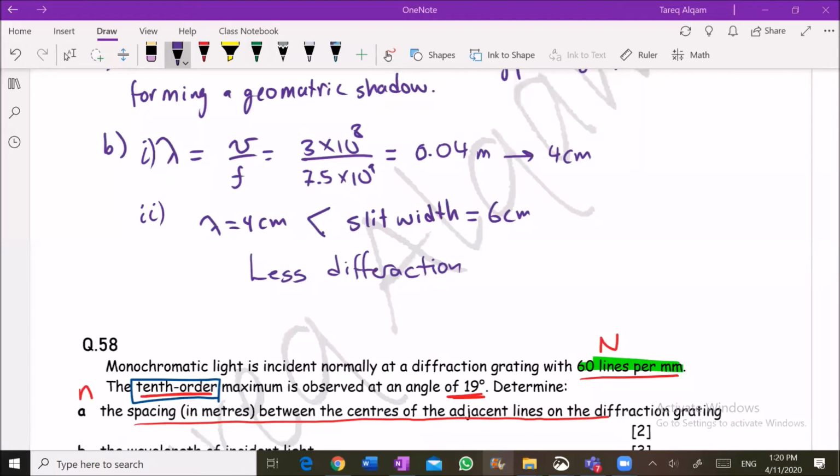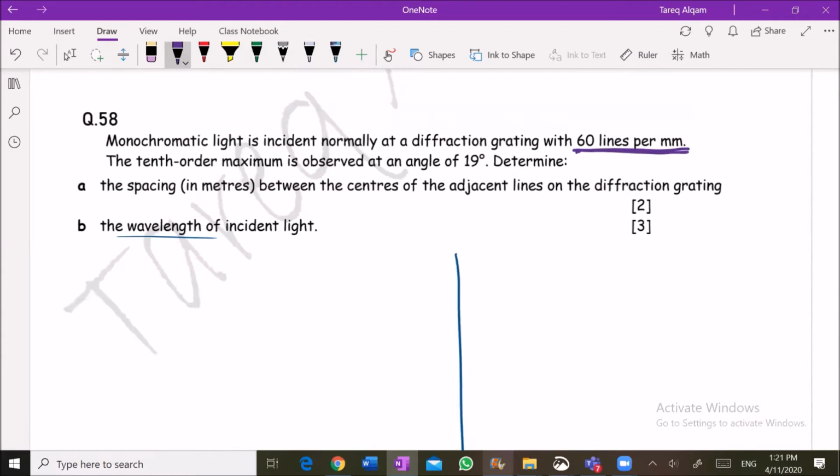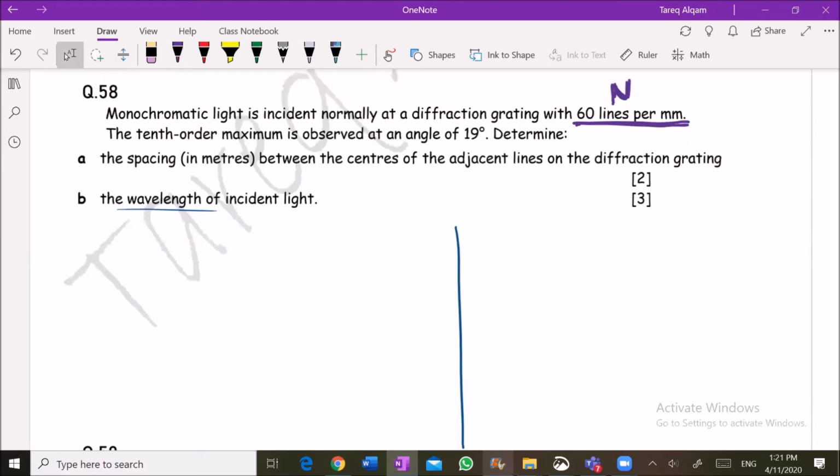Okay. Any question? Monochromatic light is incident normally on a diffraction grating with 60 lines per millimeter. Focus with me, please. So here 60 slits per millimeter, this is capital N. It gives a 10th order maximum observed at an angle of 90. Determine the spacing between the centers of adjacent lines or adjacent slits. Right, lines here actually means slits.